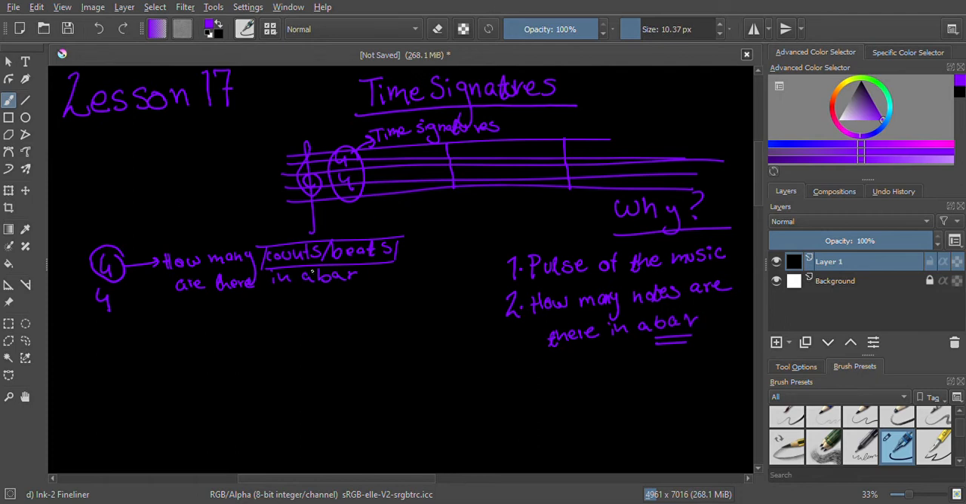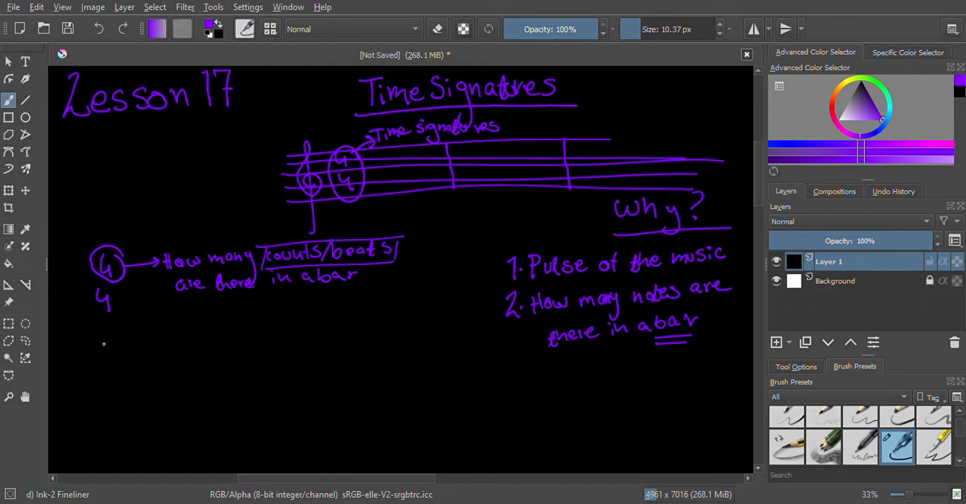So it's how you're counting the music out in your head or out loud, and it is indicative of the pulse of the music. And this number is telling you how many pulses there are, how many counts there are per bar. So I gave examples, and this number, as I said, can be literally anything.